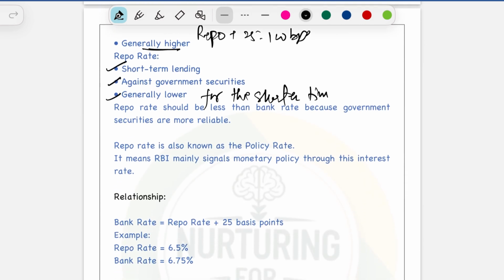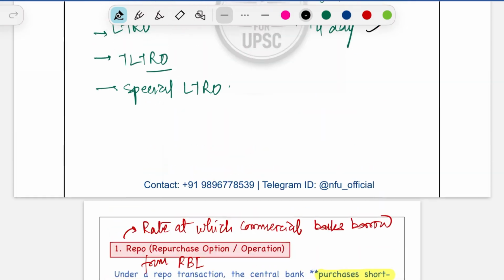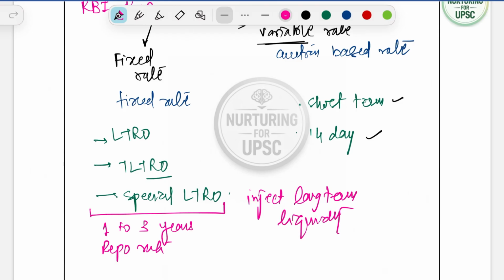So in India, the repo rate is actually the policy rate, and the RBI mainly signals monetary policy through this interest rate. Additionally, there are long-term repo operations, generally done for 1 to 3 years of lending, at the repo rate, and the main purpose is to inject long-term liquidity. And these special LTROs are actually for small finance banks, to ensure that their mandate of 75% of the SLR is maintained, and in that context this repo works.